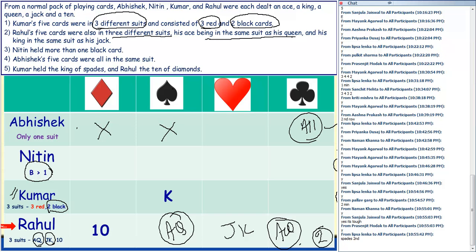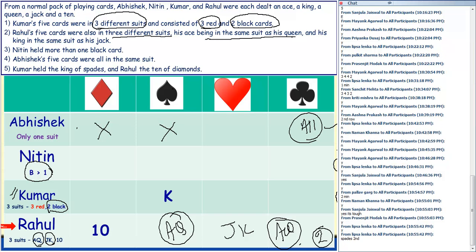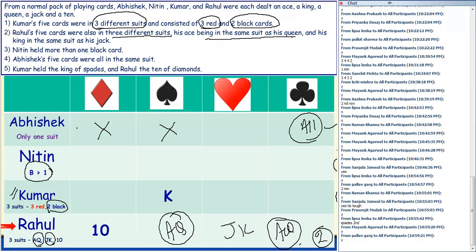Is that clear that Abhishek's all the cards are heart? Okay. So I think now I can move to the next point if it is clear to all of you. So A, K, Q, J, 10, all the cards of Abhishek are heart here. Okay. So let me remove all the annotations here.